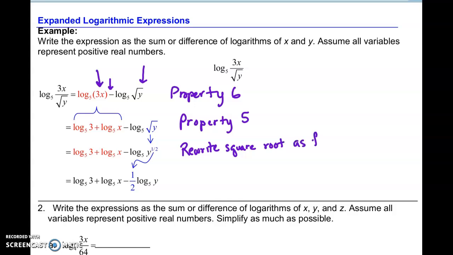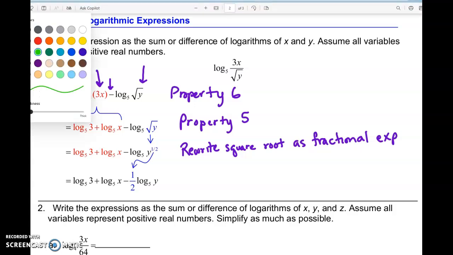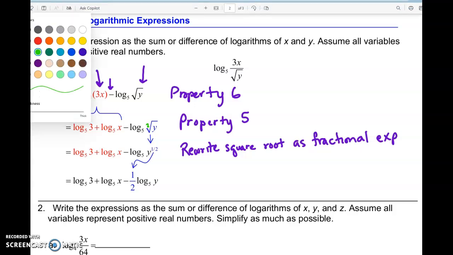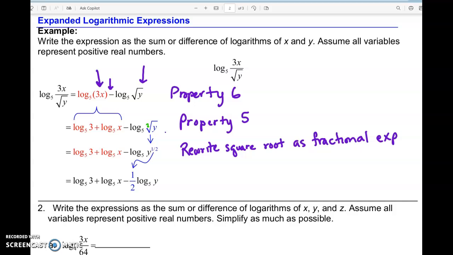So I'm going to say fractional exponent because I can take the index here. Now the index is not written when it's a square root. This is a square root, so there's an index of 2, but it is known to be 2 for a square root. So you take 1 over whatever the index is. If it was the cubic root, it would be 1 over 3. If it's the 5th root, it would be 1 over 5. So this is rewriting this as a fractional exponent.